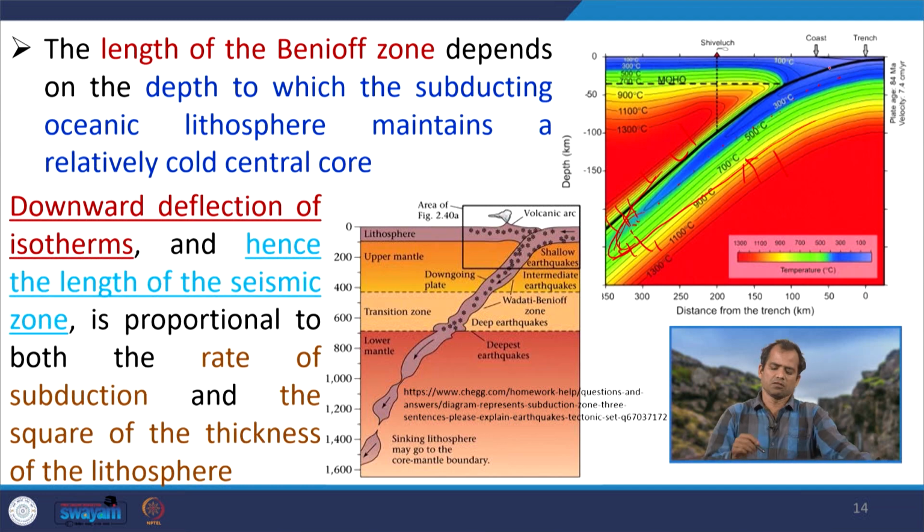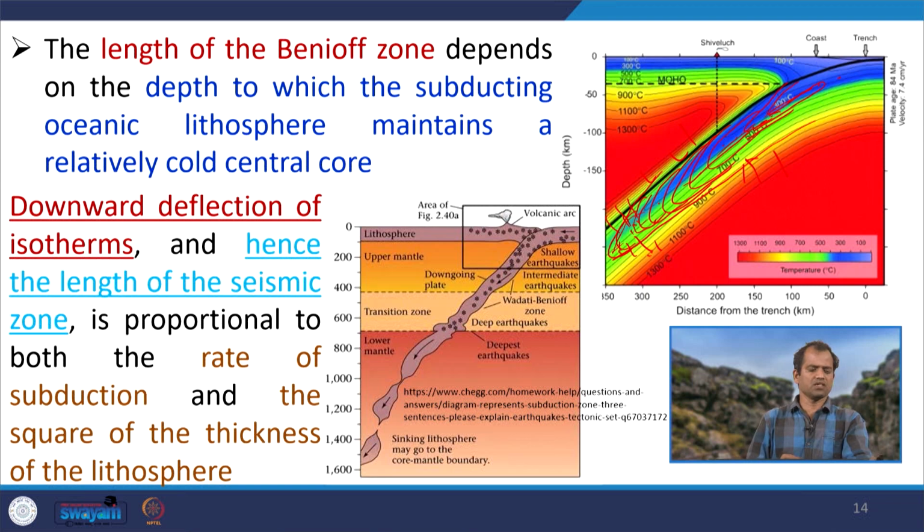So it first loses its rigidity at the top, and these are the contours showing how it is losing its rigidity. At the core it will be more rigid, and towards the surface it will be more rigid, while at the periphery and at depth it becomes less rigid. The downward deflection of this isotherm, and hence the length of the seismic zone, is proportional to both the rate of subduction and the square of the thickness of this lithosphere.